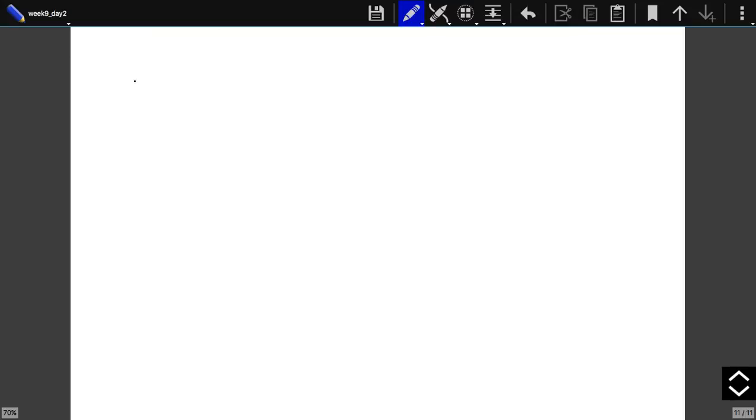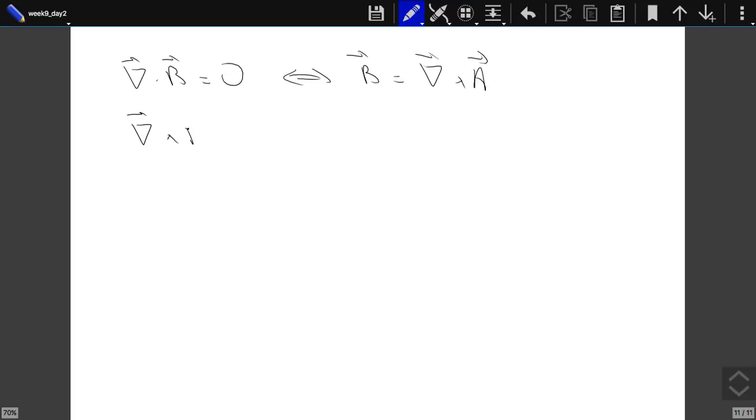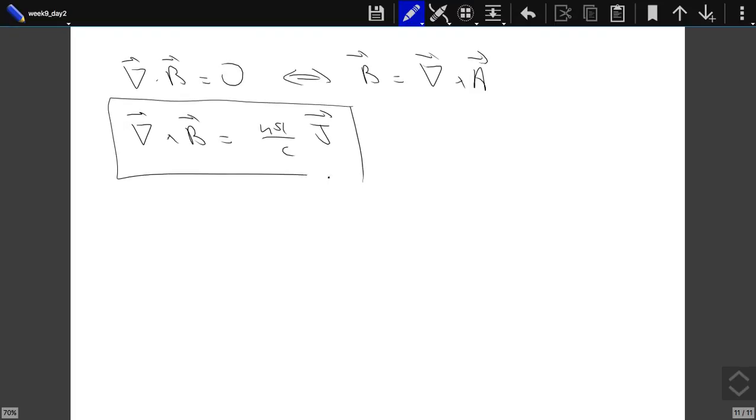So we already had seen that the divergence of B is equal to zero, mainly because B can be written as the curl of A. And the curl of B is equal to 4π over c times J. So these are the two equations that the magnetic induction satisfies.